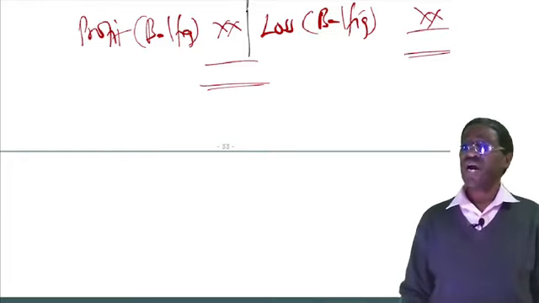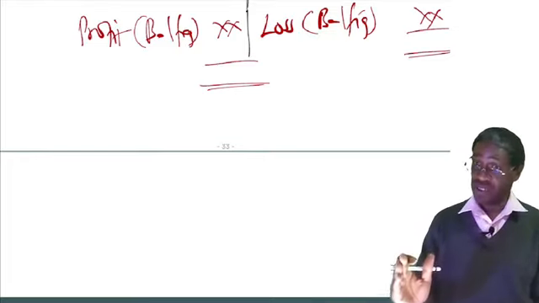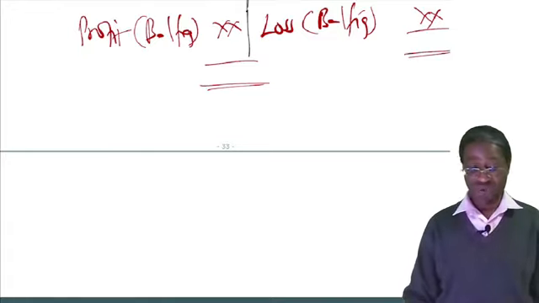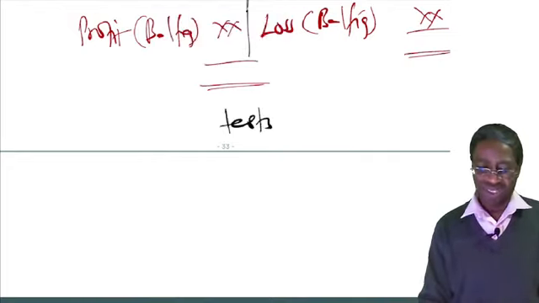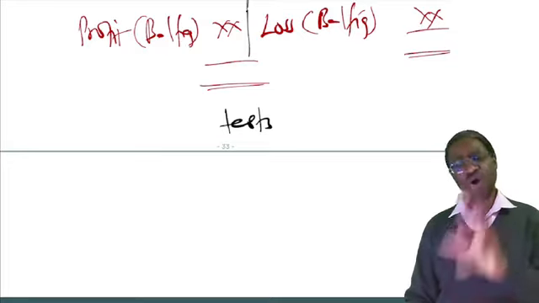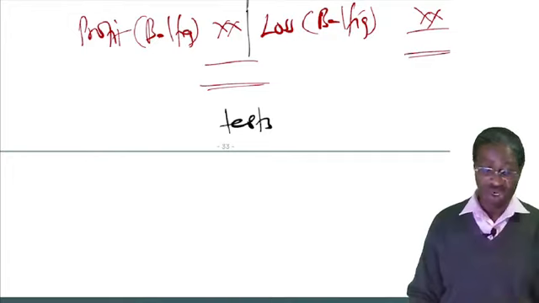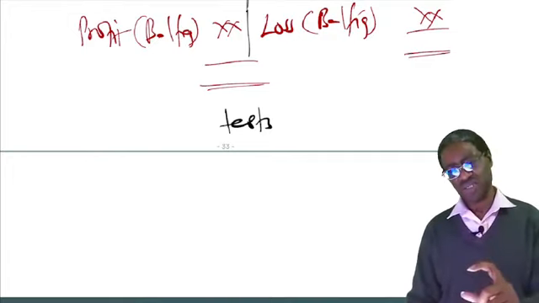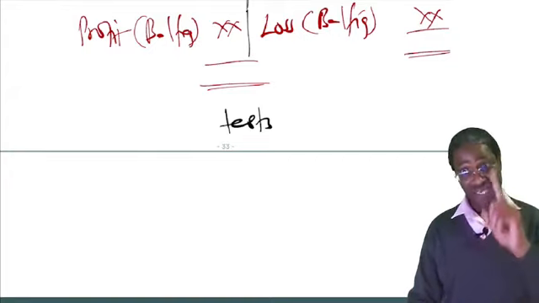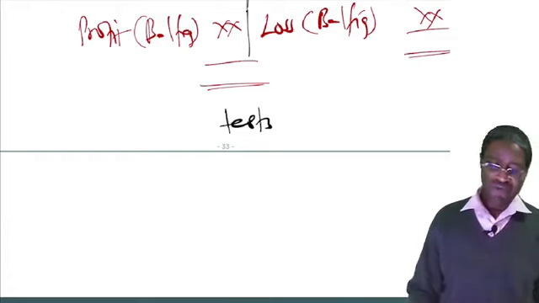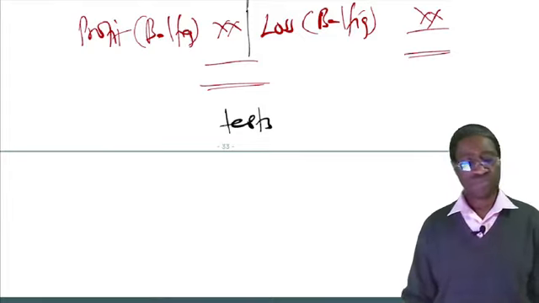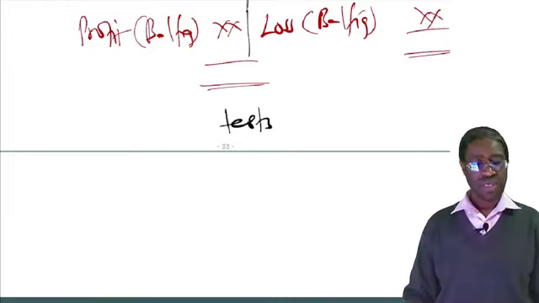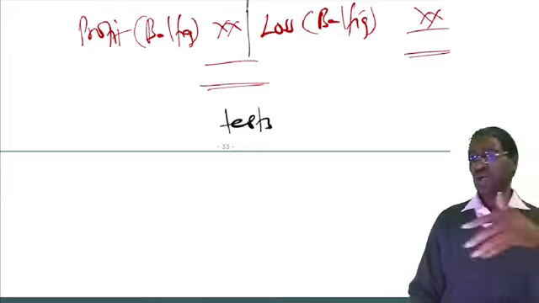IAS number 41 specifies the tests, in order for a biological asset to be recognized in the statement of financial position. We just put it in the balance sheet.